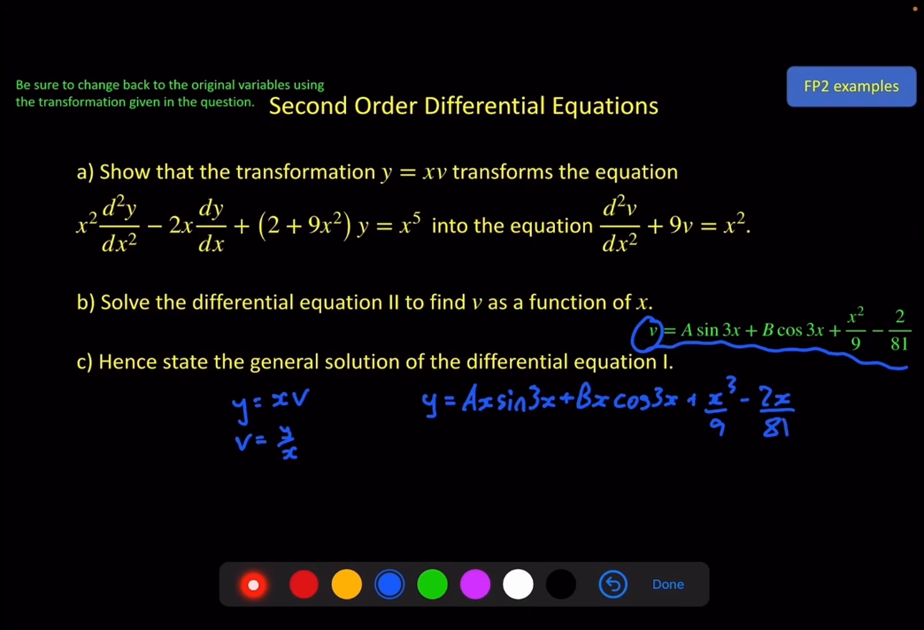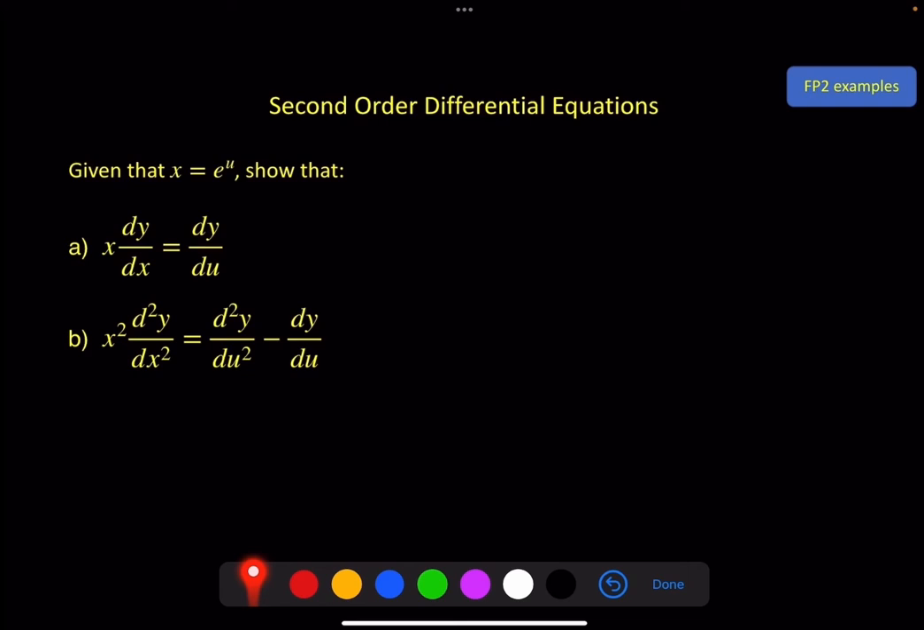And this is the final general solution of the differential equation 1. So all the methods there were the same as with first order differential equations, but it might just take you a bit more time. And often that will be because of this bit, needing to find the second order derivative of your transformation to be able to substitute that into the equation.